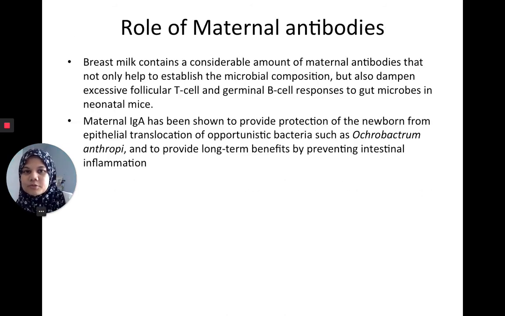Okay, last bit, the role of maternal antibodies. So we know that babies get a lot of maternal antibodies through breast milk, so that's a lot of your IgAs, the secreted IgAs. So this helps establish the microbial composition, and it also dampens excessive T cell and B cell responses to gut microbes.